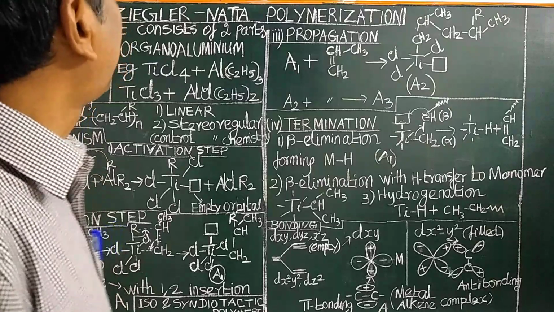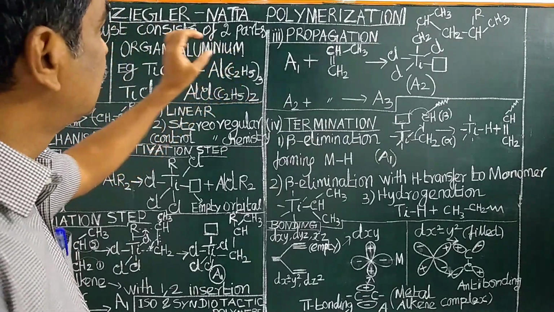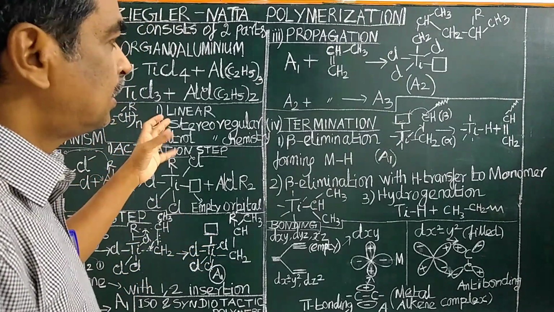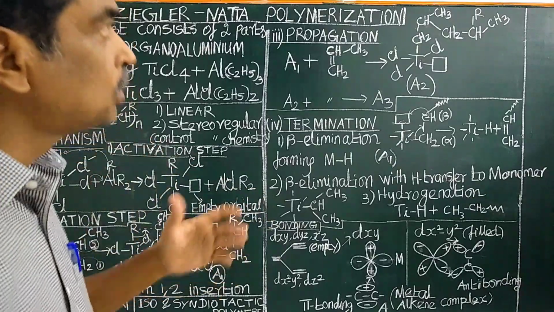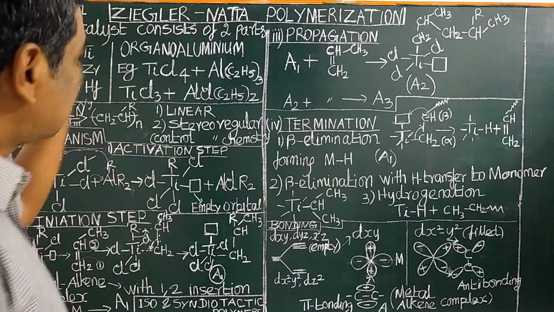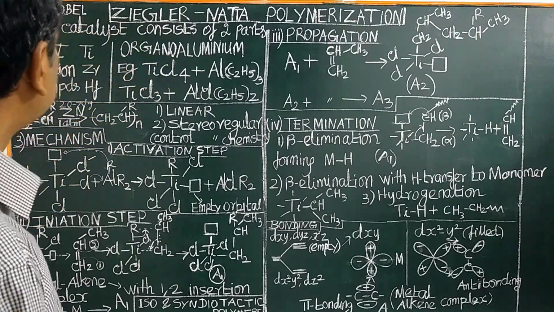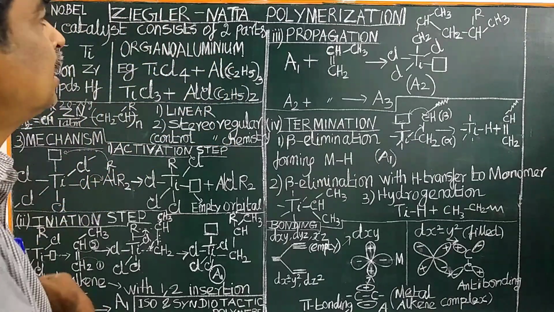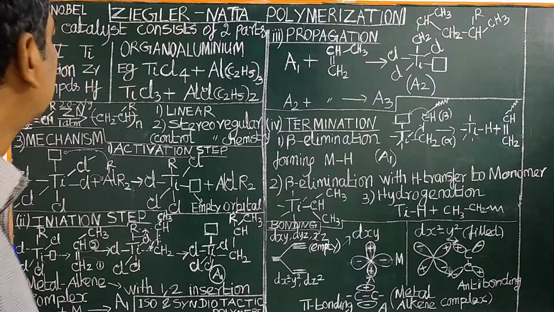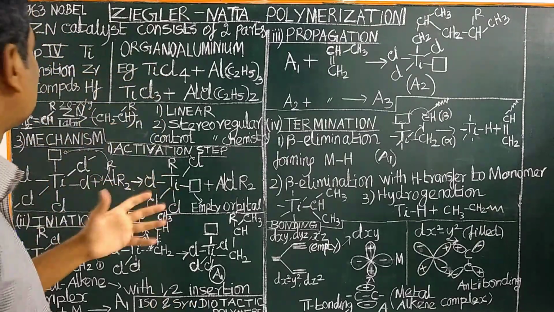Good morning. Let us see today the Ziegler-Natta catalyst. What is called Ziegler-Natta catalyst and Ziegler-Natta polymerization? It is so important. Every year, at least one or two questions will be asked in JAM, GATE, CSIR, etc. For discovering this catalyst, Ziegler and Natta were given the Nobel Prize in the year 1963. So this is very, very important, and this is often used in industry for polymerization of olefins, especially propylene.